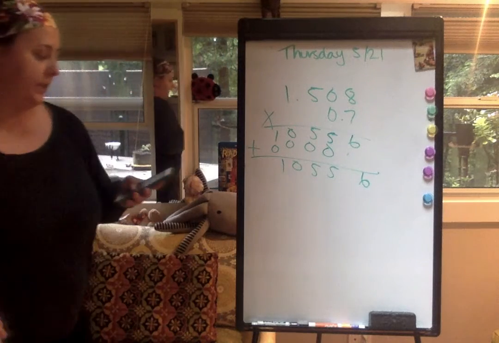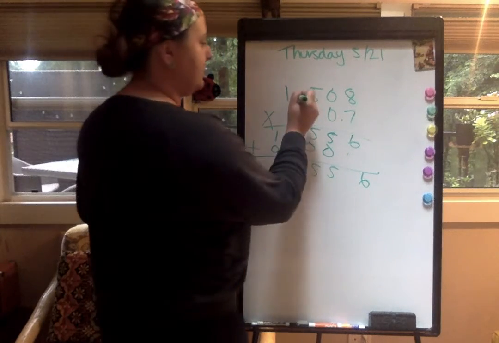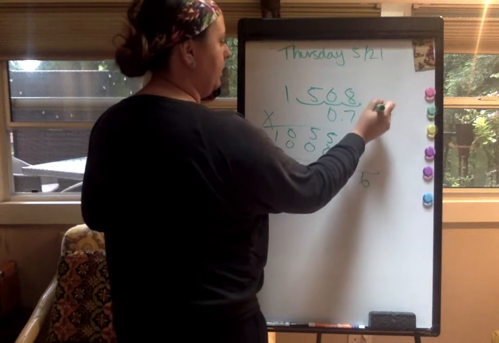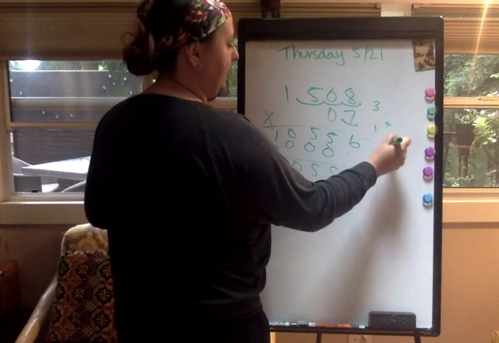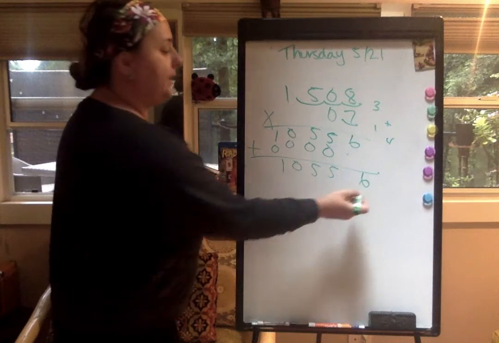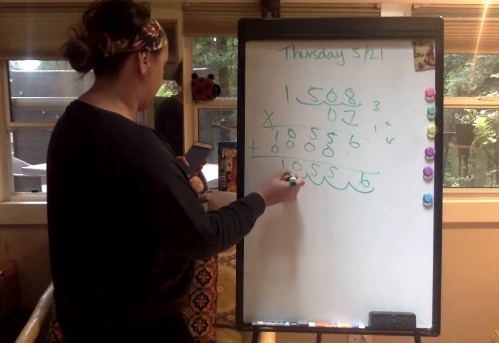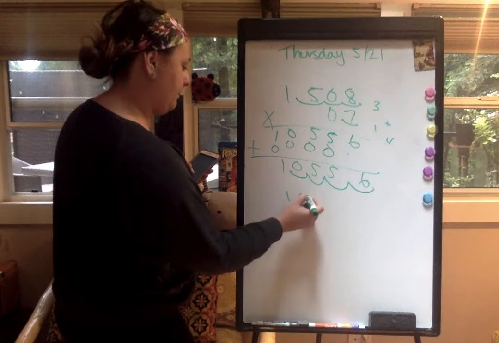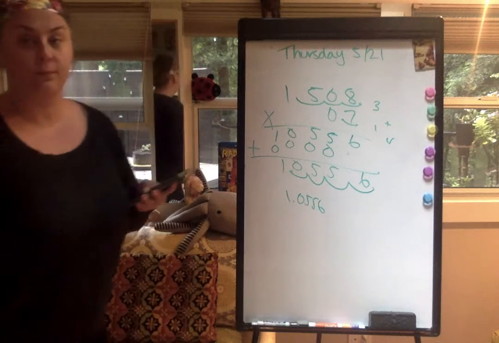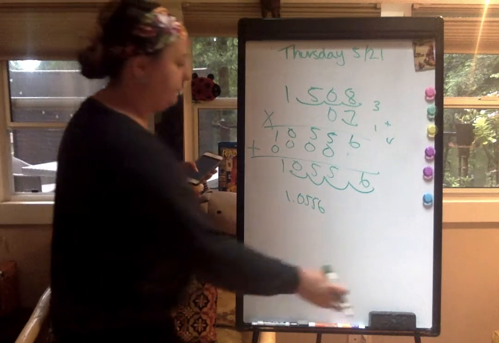Okay? Now you're going to count how many spaces? 1, 2, 3, and 1. Add them together is 4. Start at the end of your whole number. 1, 2, 3, 4. Good job.